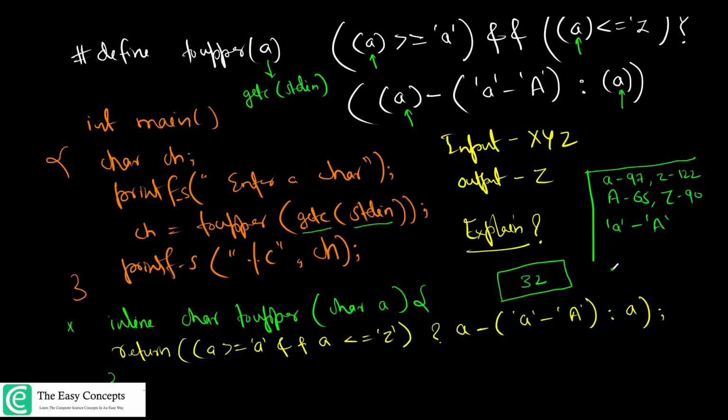But if you want the reverse, it means if you want to get a small letter from a capital letter, you need to add 32. So that's how this works, right? I hope it is clear to you.